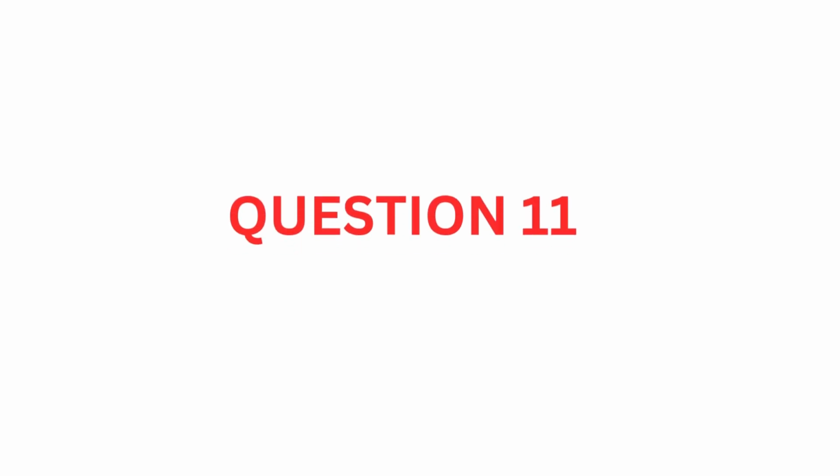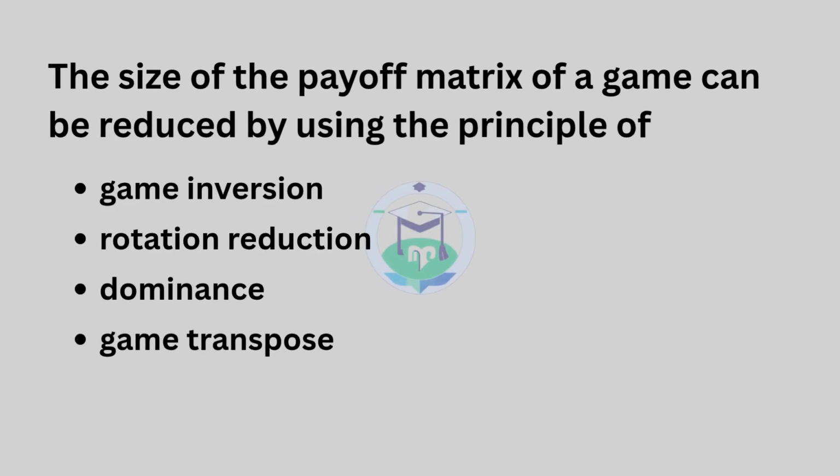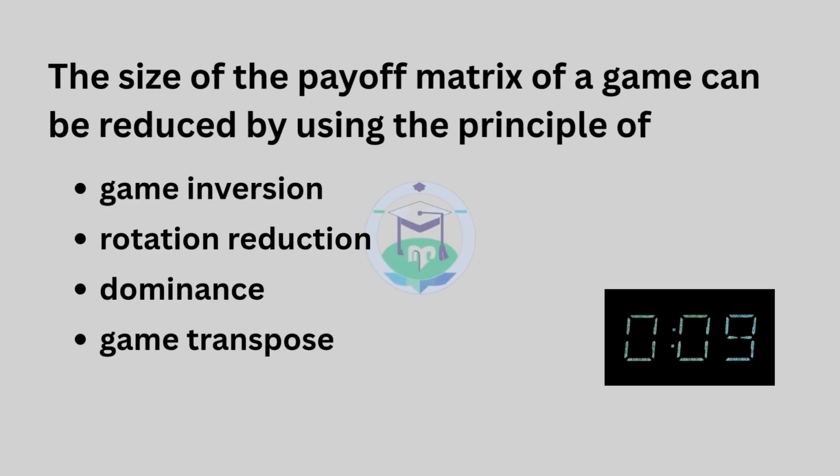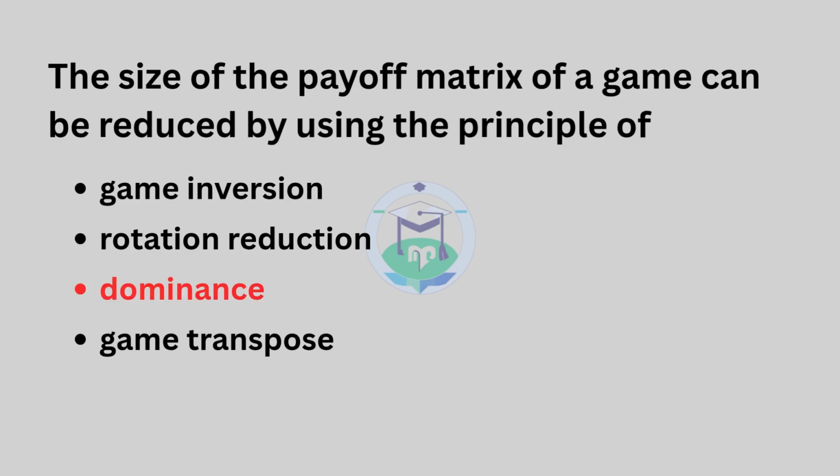Question number 11. The size of the payoff matrix of a game can be reduced by using the principle of. The answer is option 3, dominance.